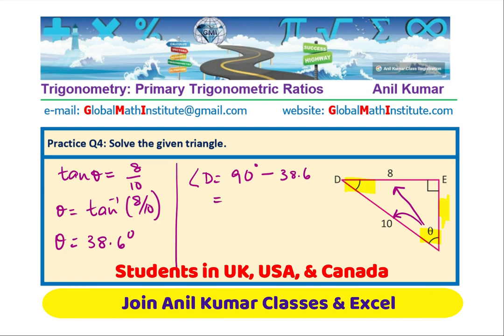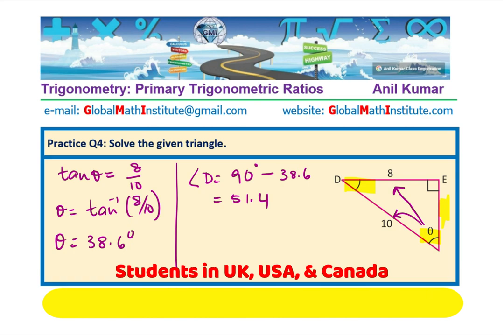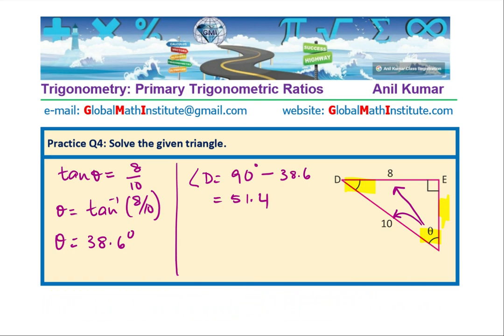So we do minus from 90 degrees and we get 51.34. Let's write 4 here, right? Because we took 38.6, right? So, okay. So we get this angle.